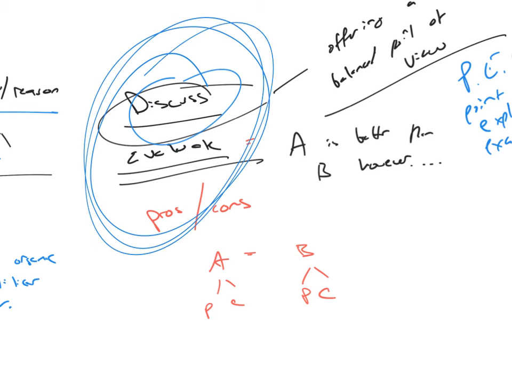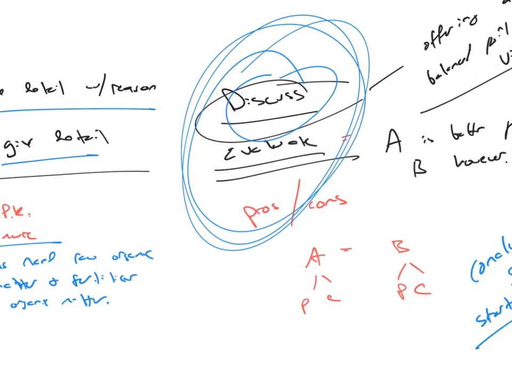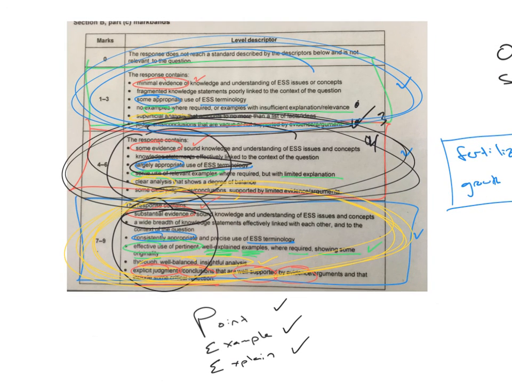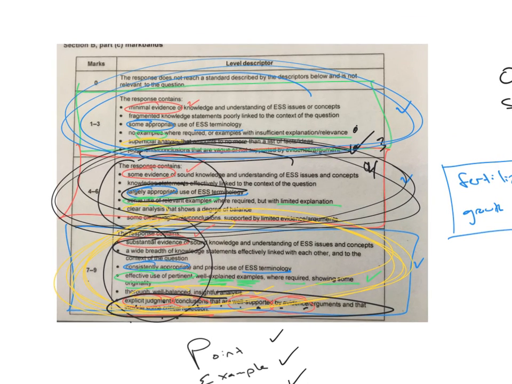For both of these command terms, you must have a concluding statement. You should start and stop your essay with the conclusion statement. And how do we know that? Well, we go back to here and we look at this: explicit judgment, conclusions that are well supported by evidence and arguments, and that include some critical reflection. This is how you answer questions for ESS.